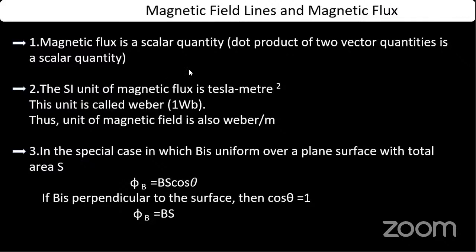So we know that phi b is nothing but B dot A. The SI unit of magnetic field is Tesla and the area is meter square. So the SI unit of flux is Tesla meter square. Thus we get, as in your previous class maybe, the other unit of magnetic flux is Weber. In your CBSE classes you might have learned that magnetic field is given by Weber per meter.